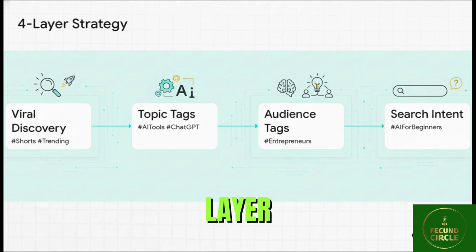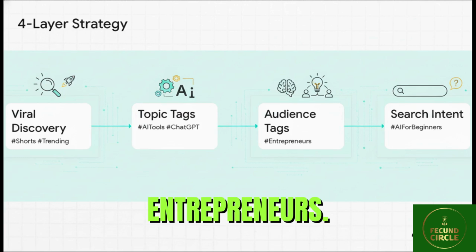Layer 1, viral discovery tags. Think really broad stuff like hashtag shorts or hashtag trending. Layer 2 is topic tags. These are specifically about your subject, like hashtag AI tools. Layer 3 is audience tags, calling out exactly who you're talking to, like hashtag creators or hashtag entrepreneurs.